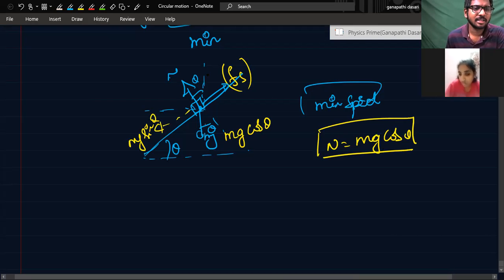You cannot have less than that. If you have more than that, it will go upwards. If you have less than that, it will directly slide down. There's no other option in the first case. That's why I directly took the circle case. So centripetal force is provided by n sin theta, and mg will be balanced by n cos theta, so that it will not slide down or slide up.